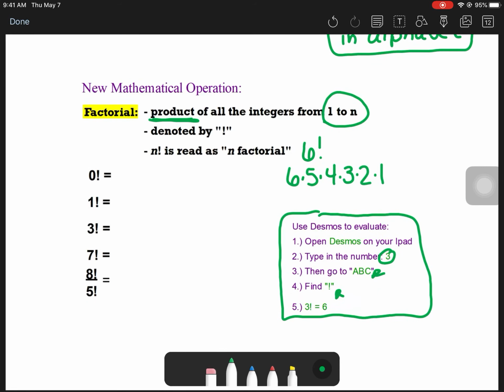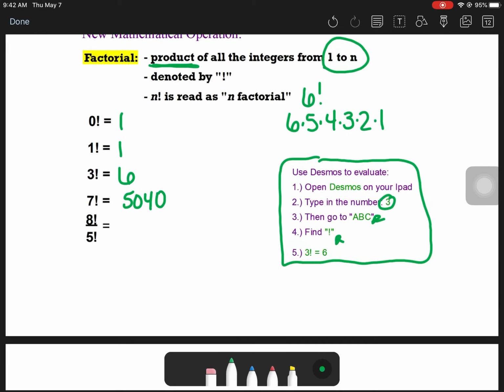So if you were to do that with each of these, 0 factorial is the strange one. That's a 1. But 1 factorial is 1. We already know that 3 times 2 times 1 is 6. 7 factorial, a very large number, 5,040. And then when you do 8 factorial divided by 5 factorial, you can use the Desmos operation, or I want to show you what's actually happening.